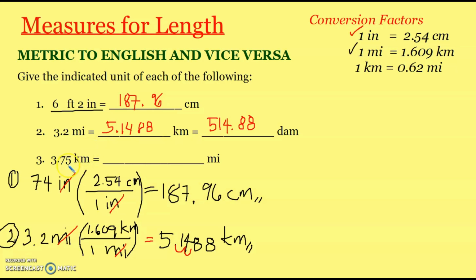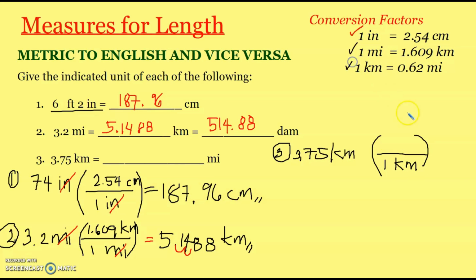Okay? And the third one is we have to convert 3.75 kilometers into miles. Susulat ko dito, no? So, dito naman, 3.75 kilometer, gaya ng sinabi ko kanina, we have to select the conversion factor na magiging 1 ang denominator. So, most likely, yung pangatlo na yung pipiliin natin. Equals 0.62 mile. Okay. So, we canceled out the unit of measure kilometers. And then, we multiply 3.75 by 0.62.